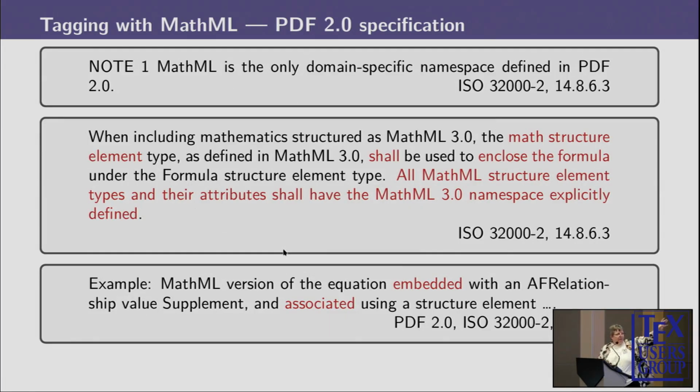We know there's a namespace. You can use the MathML names as structure elements. That's the first thing. And if you use it, it should have the MathML namespace, okay? That's a requirement. And it says something about if you use an associated file, then it should have a certain relationship. But it doesn't really say much more about how MathML is used in connection with other math structure elements. So the spec is a bit vague.